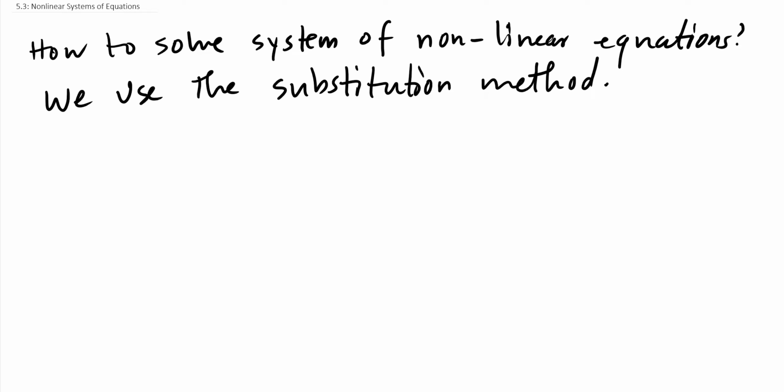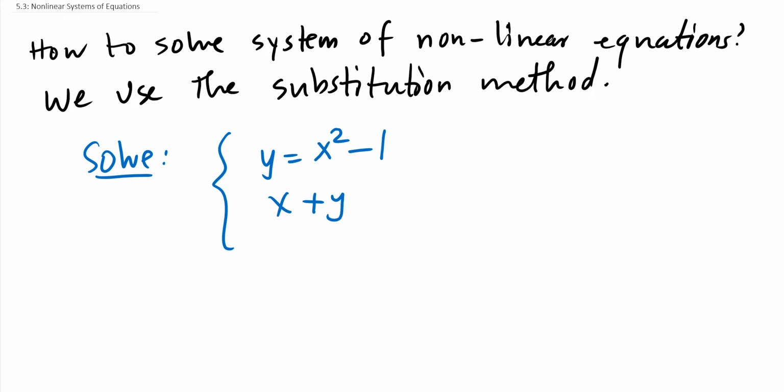Let's say we need to solve a system like y equals x squared minus 1. As you can see, that's nonlinear. The other equation is linear, but this is still considered a nonlinear system of equations. So the easiest way, as I mentioned, substitution would almost always be the easiest way.